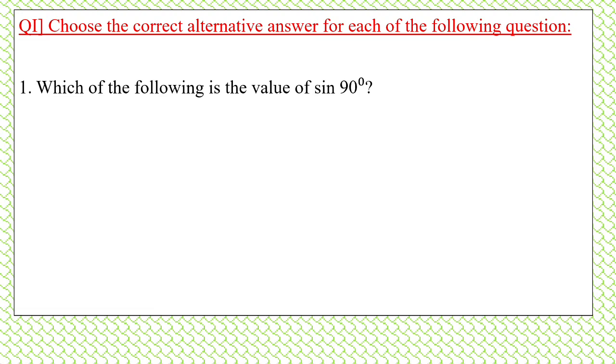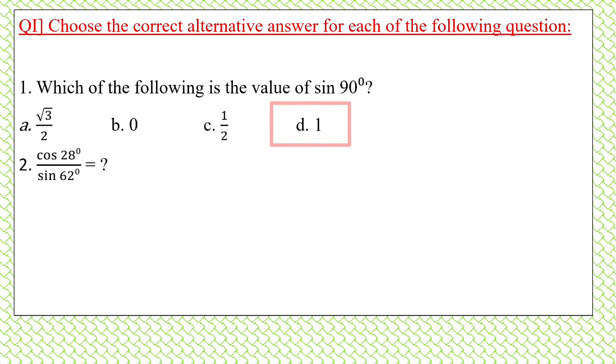The first one is given, which of the following is the value of sine 90 degree. If you see the table of trigonometry ratio of particular angles, then you will come to know that sine 90 degree value is how much? 1. So our correct answer is option D, 1.